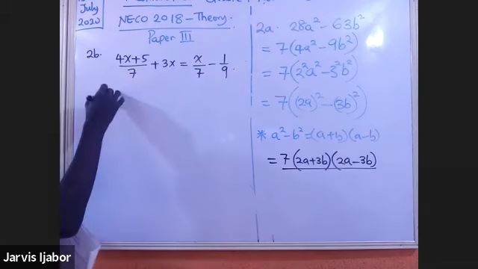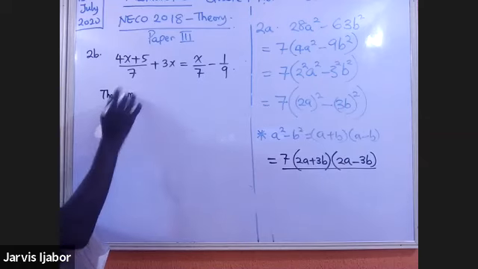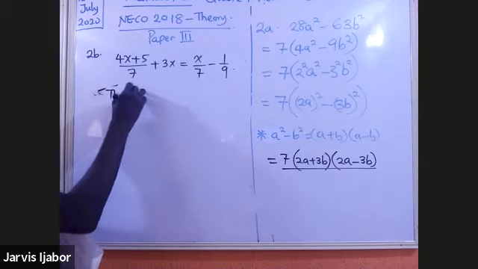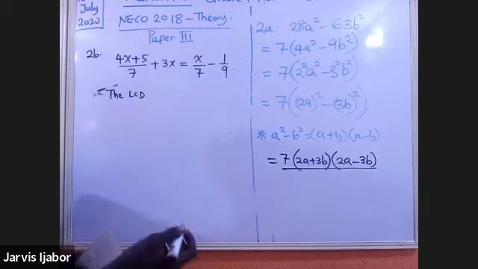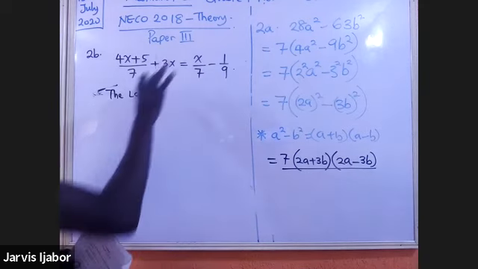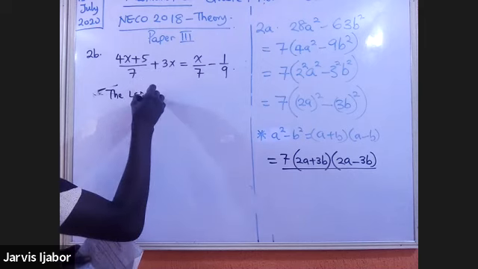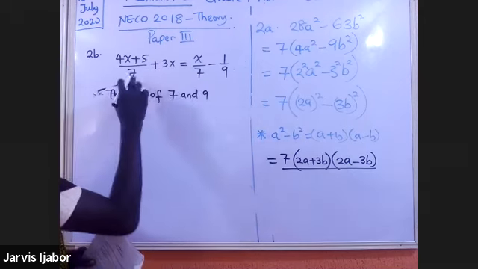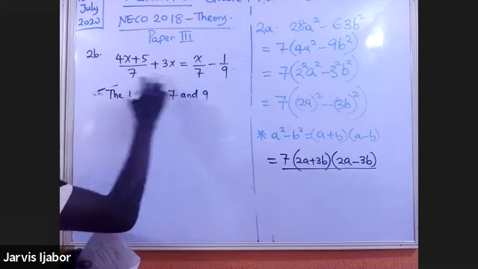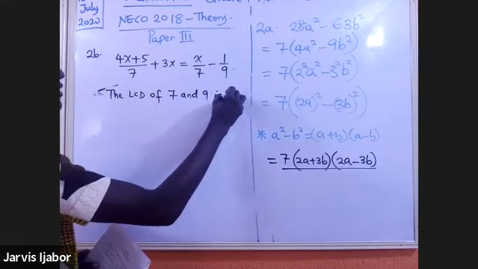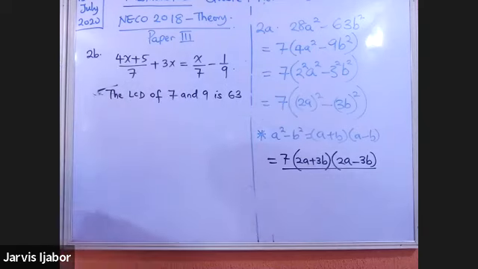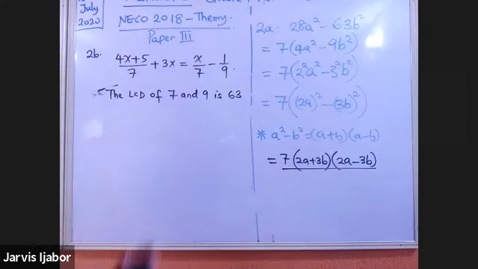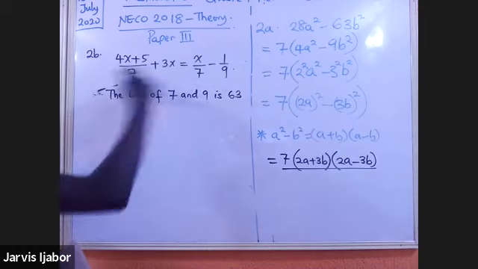So the LCM, LCD. The LCM and the LCD are the same, but in this context, we say LCD. The LCD of 7 and 9, these are the denominators now, is 63. You need to work that one out. It's not for me to show you how to work that one out. You should be able to do that by now. So with that, I'll multiply through by 63.